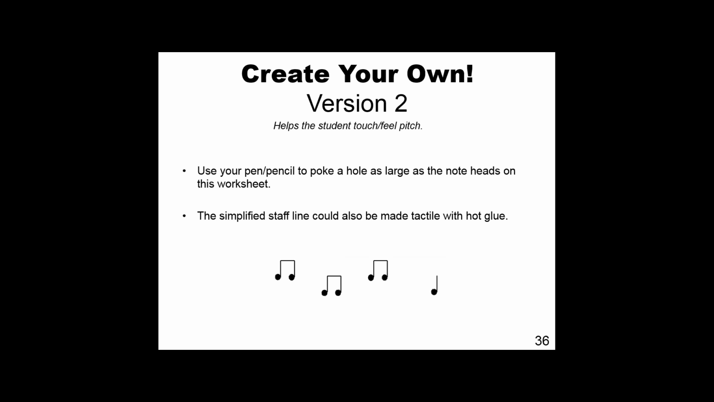This really helps students touch and feel the pitch. So we're going to take our pen or pencil, and we're going to actually poke a hole through our paper here, and we're going to poke a hole as large as the note head. So try not to go any larger than that. You're just going to poke a little hole. I'm poking along too. And you're going to poke a hole right with the note head. Now you can do it from the front of the paper, or you can go from the back of the paper, whatever you prefer, if you can see it.